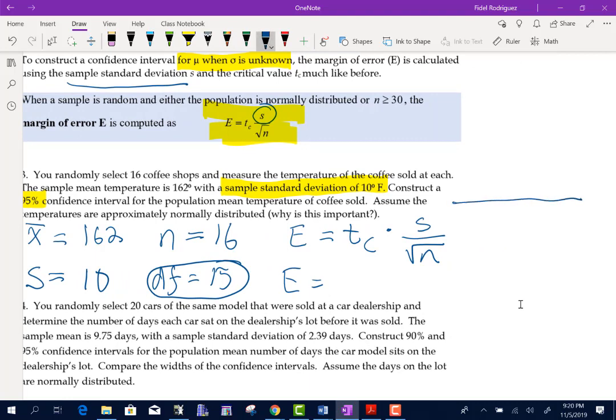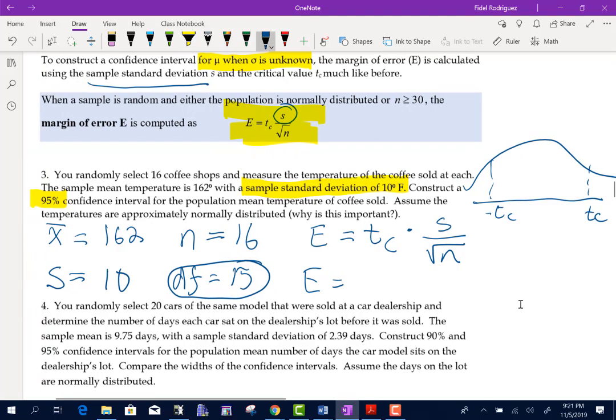The first thing I want to do is draw this basic picture like that. So remember what I'm going to have here? That's going to be my negative TC. That's going to be my positive TC. What's the area on the inside? Do we know what the area on the inside is?